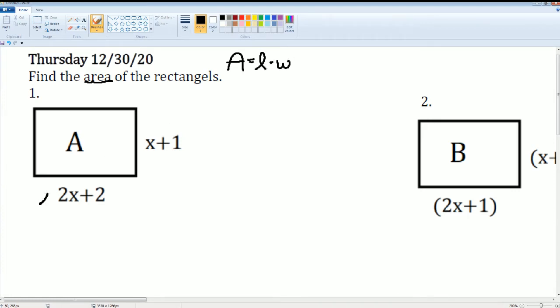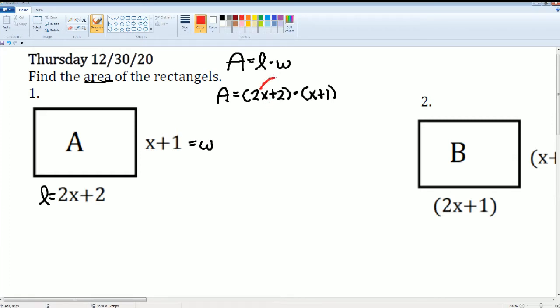So here I can just say the length is 2x plus 2. And the width here, this can be equal to the width. So I can now plug this into my area formula. So the area A is equal to length, which is 2x plus 2, times the width, which is x plus 1. Looks here like we are finding the product of these polynomials, so let's do that.